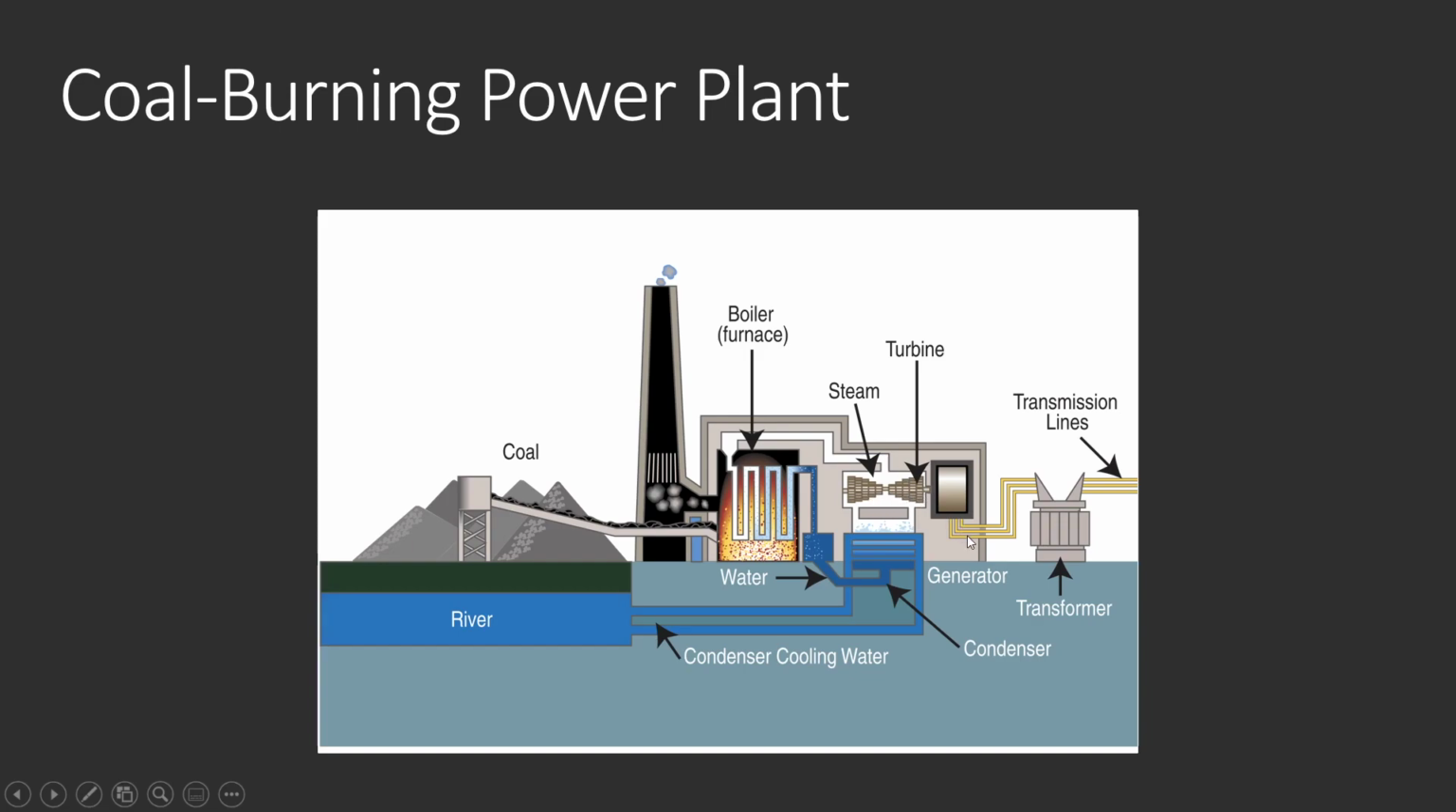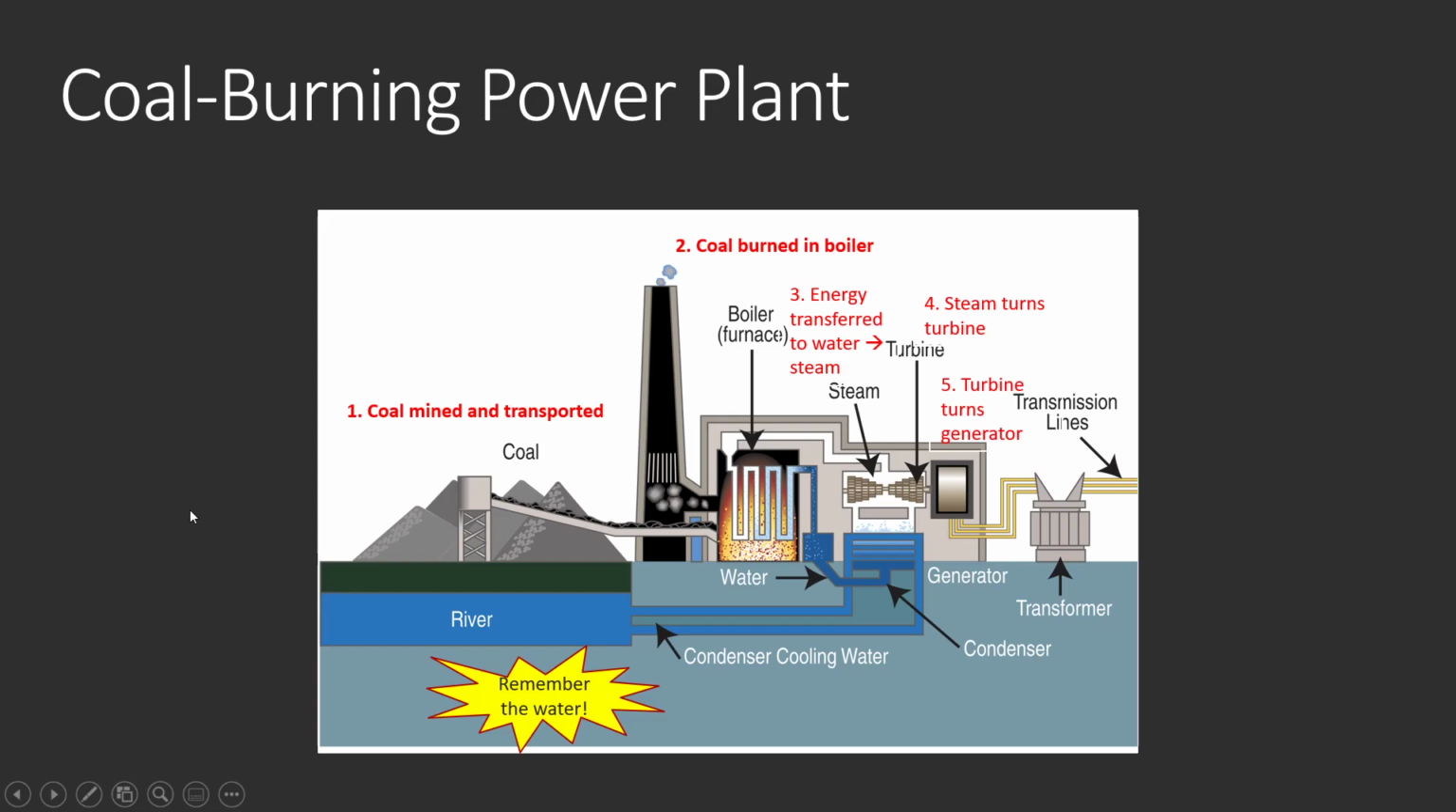The turbine spins, which generates electricity through the process of using magnets. It's the basic way: you spin a magnet around and you will generate electricity, and that electricity can then be sent out, transformed, and transmitted. So the coal is mined and transported, burned in the boiler, the energy is transferred to the water, steam turns the turbine, the turbine turns the generator, and it's very important to remember all of the water that is used in this process, and all of the emissions that are coming out of this process, because the emissions have to go somewhere.